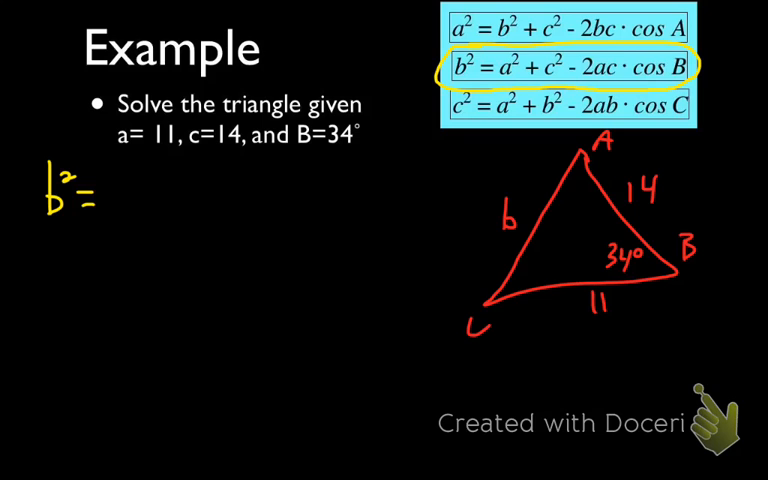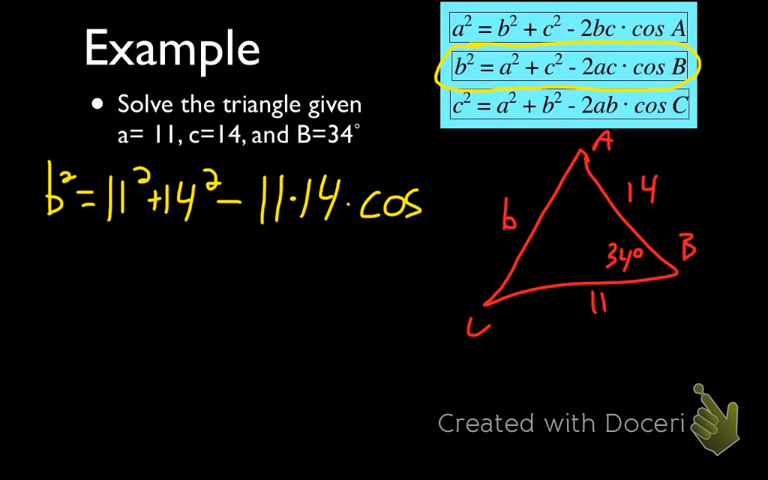B squared equals 11 squared plus 14 squared minus 11 times 14 times the cosine of 34. Oh, yeah. Got a 2. Minus 2 times 11 times 14 times cosine of 34.